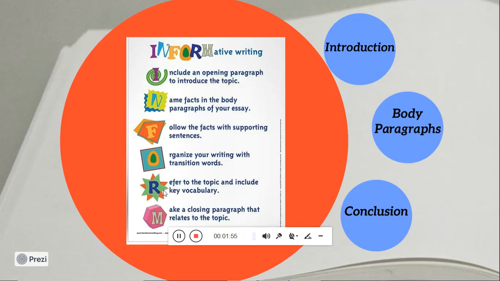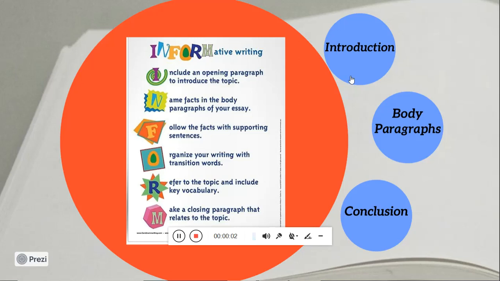The fourth one, refer to the topic and include key vocabulary. حاول دايما تتكلم عن الموضوع وحاول يكون عندك بعض الكلمات الدالة عن الموضوع، key vocabulary أو كلمات أساسية تقدر تعتمد عليها. Make a closing paragraph that relates to the topic. Here, this is the conclusion. So you have introduction, body paragraphs, conclusion, and don't forget to use transition words.